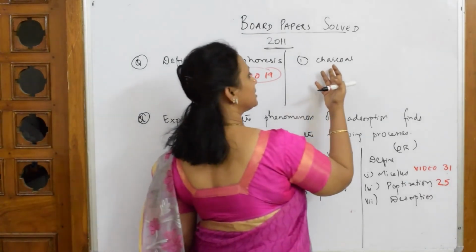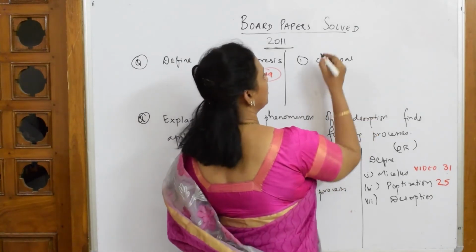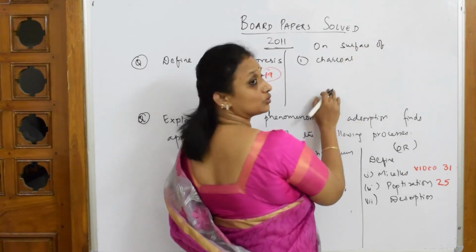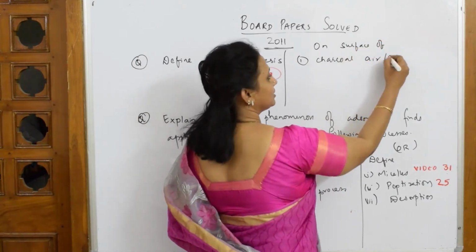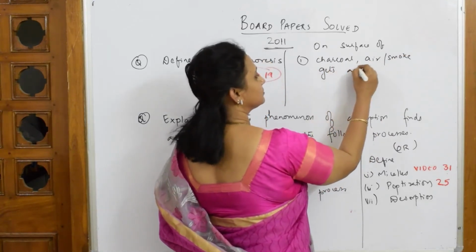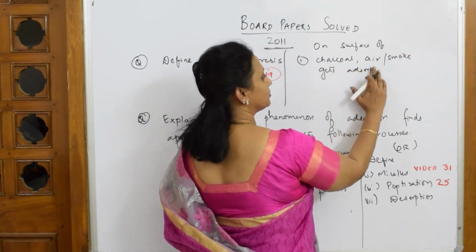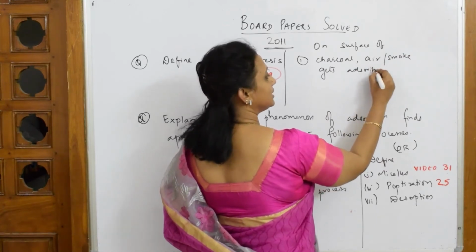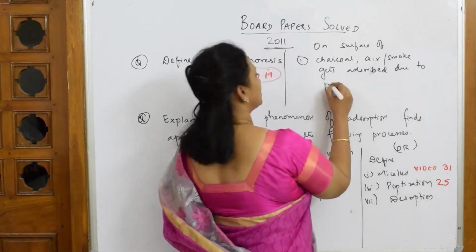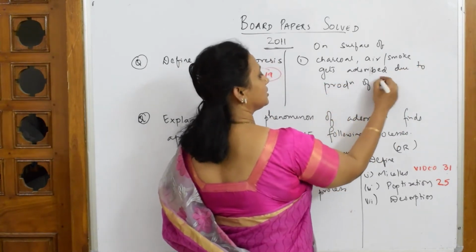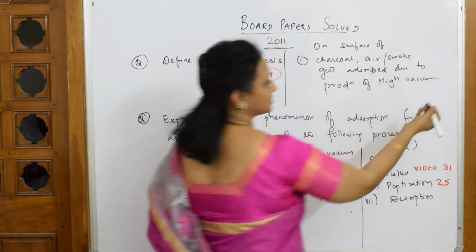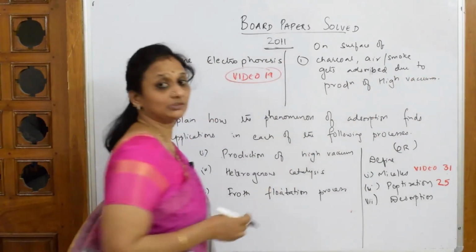So how are you going to write? On surface of charcoal, what is getting absorbed? Air or smoke gets absorbed due to production of high vacuum. This is what you are going to write in the answer. So you are going to show the concept of adsorption here.